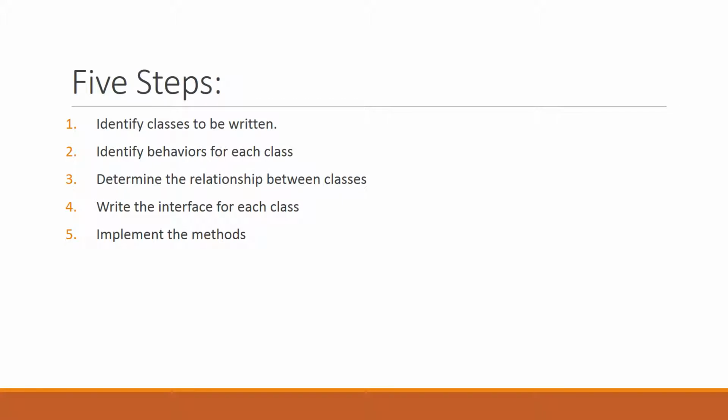The 5 steps in the object-oriented programming model are: identify the classes that need to be written, identify the behaviors for each class, take a look at what triggers behavior, determine the relationship between the classes, write the interface for each class, and then finally implement the methods. So we're going to talk real briefly about all 5 of those.